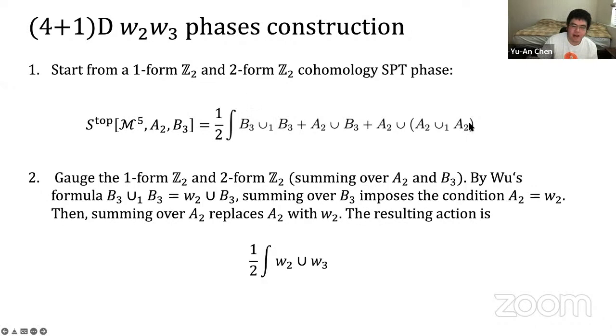Okay, starting from this higher form SPT, we can try to gauge the one-form Z2 and two-form Z2 symmetry. The gauging means we just sum over A2 and B3. So first we apply the Wu formula. The Wu formula tells you the first piece can be written in terms of W2 cup B3. And then when we integrate out the B3 here, this gives you W2 equal to A2. And then when we sum over A2, which basically replaces A2 with W2, we have W2 cup Sq1 W2, and this equals W2 W3.